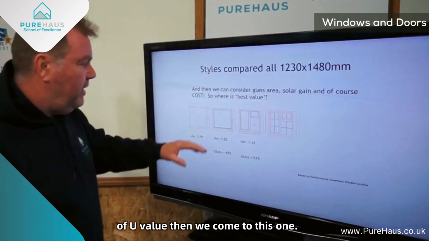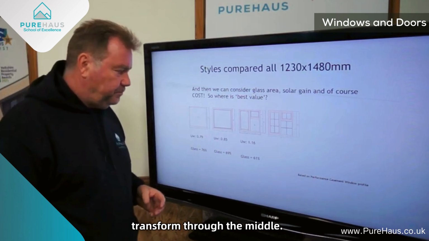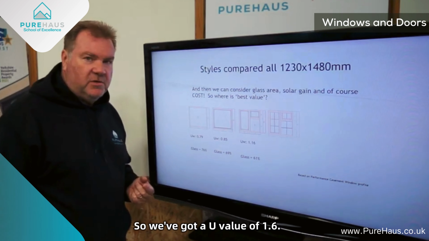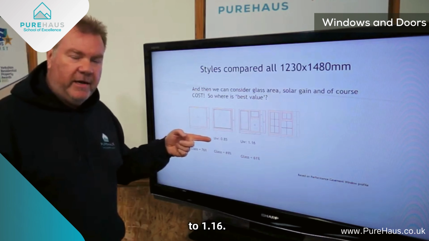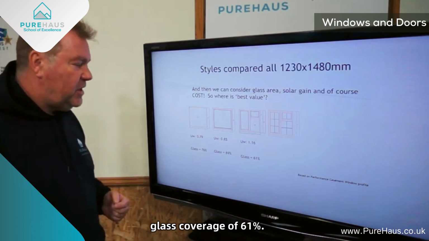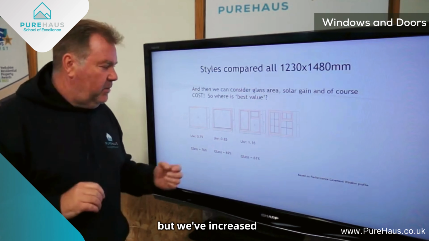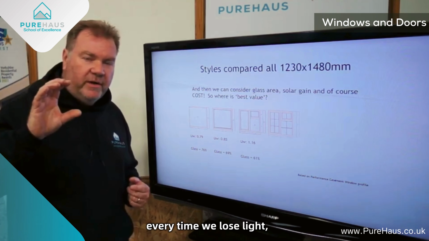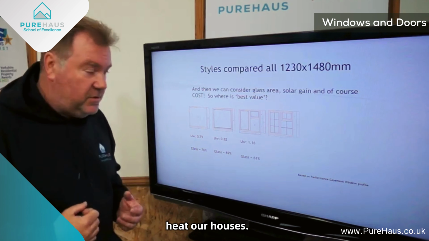Then we come to this one, where we have an open light, and a transom and mullion through the middle. So we've got a U value of 1.16. Simply by adding this, we've gone from 0.85 to 1.16. And that is also glass coverage of 61%. So we've limited the amount of light, but we've increased the amount of energy that we're losing. Every time we lose light, we're going to lose energy, because light actually helps to heat our houses.